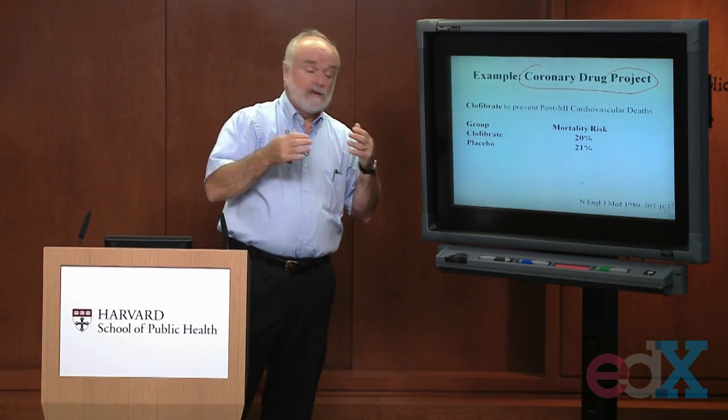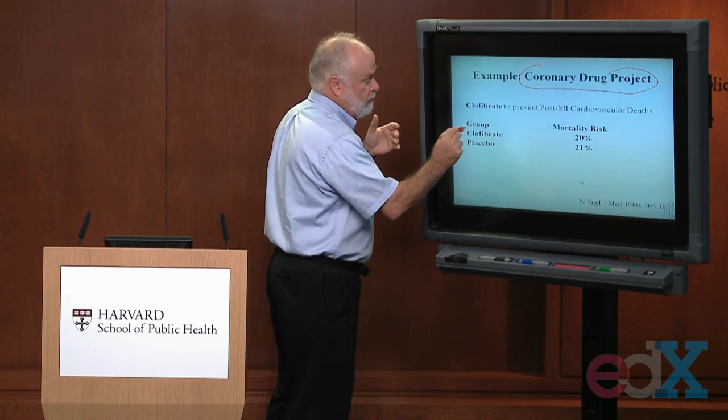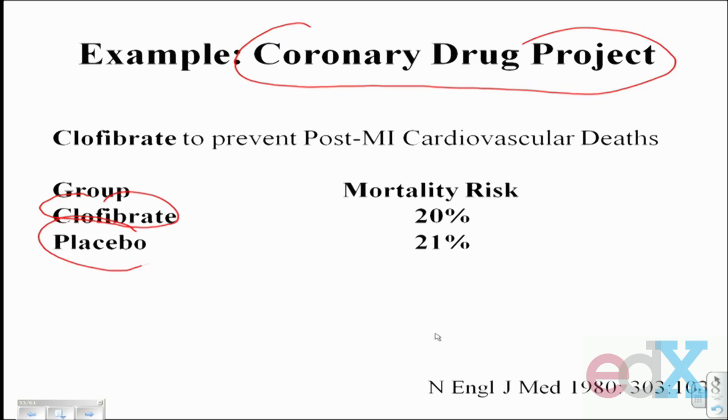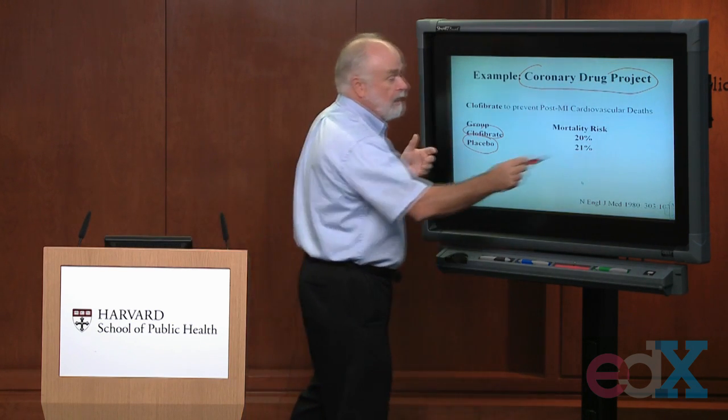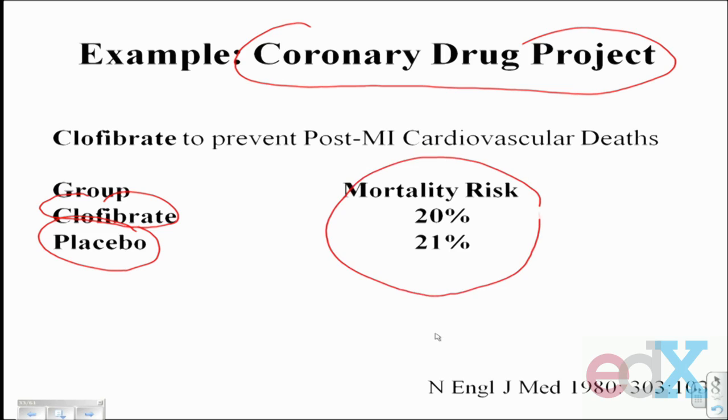They had patients who were diagnosed and developed myocardial infarctions. Some of them were assigned to receive a drug known as clofibrate, and others received a placebo. And at the end of the day, the investigators reported that the mortality rates from cardiovascular deaths were almost identical in the two groups. The active drug, clofibrate, didn't seem to have any benefit. It wasn't any better. It was only a slightly lower mortality rate, not statistically significant, than the placebo group.